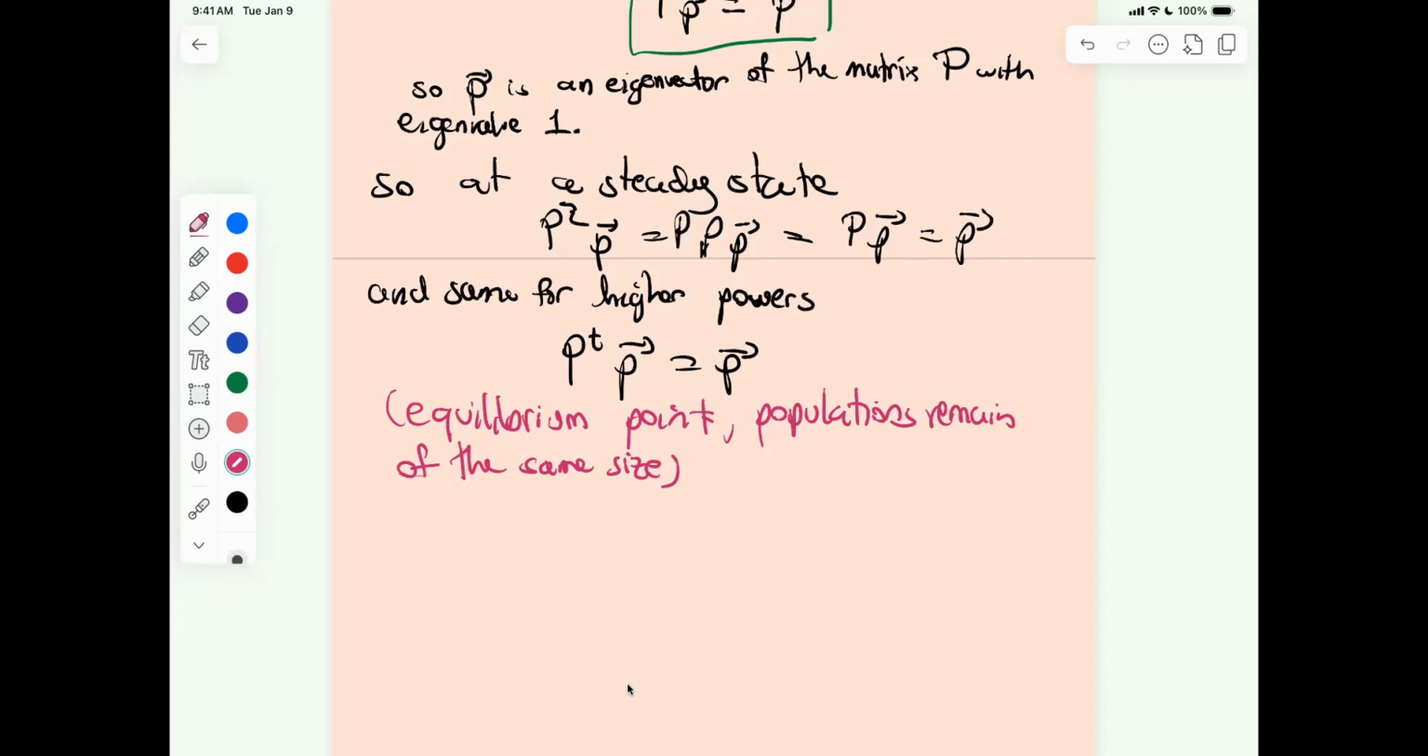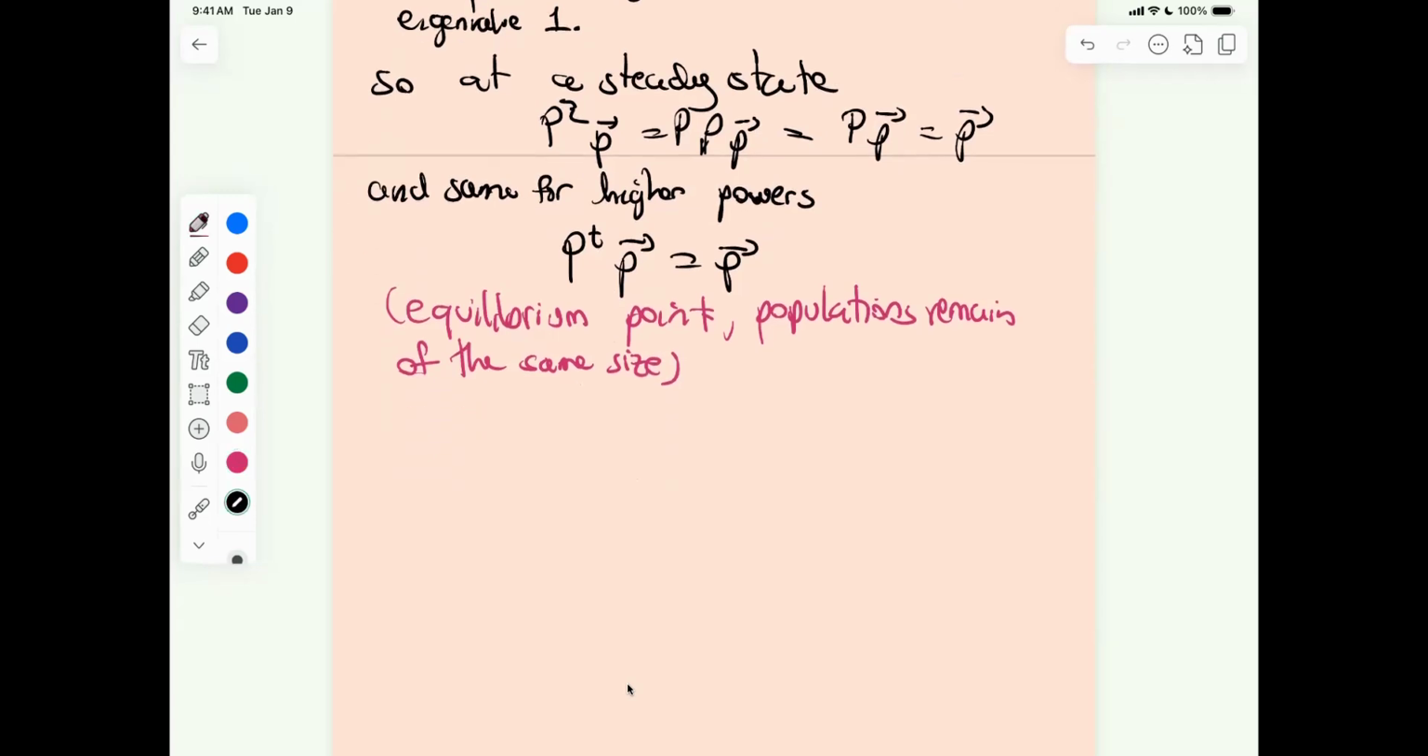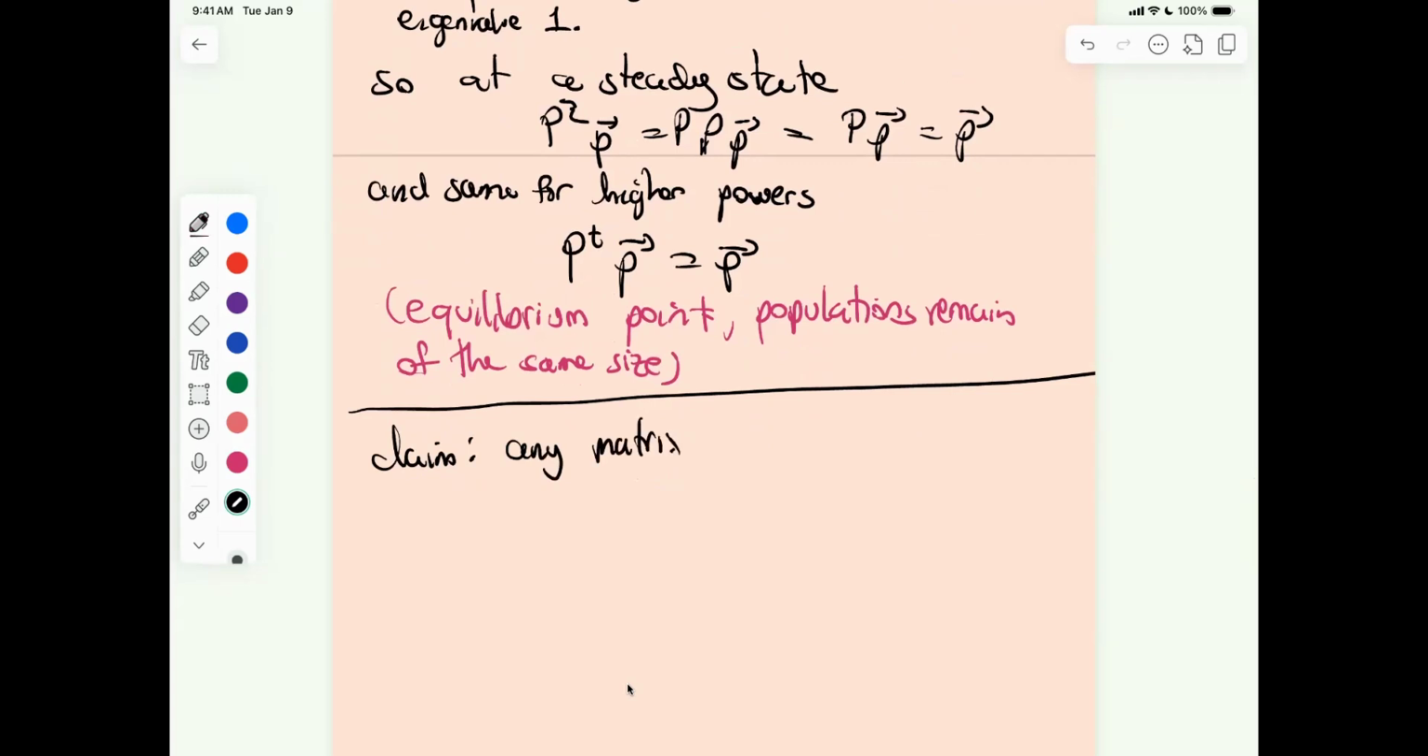Okay, and this is finally where we get to this Farkas lemma that I mentioned last time. My claim is that every matrix of this form, of the type from above, will have a steady state vector. That's what I'm going to prove now.